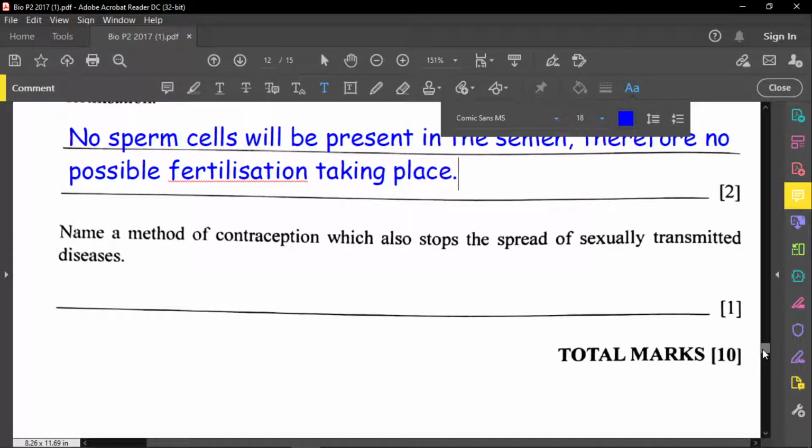Now, here it said name a method of contraception which also stops the spread of sexually transmitted diseases. And this one is the use of condom. That's the only one that will do that, all right? Use of condom. It prevents fertilization and also prevents STD. All right, use of condoms.